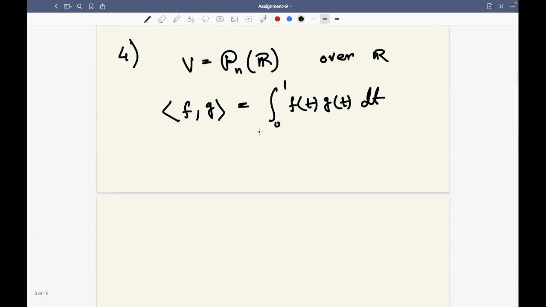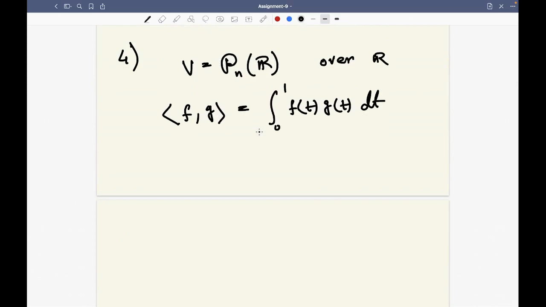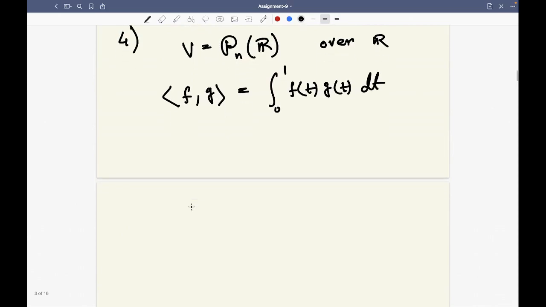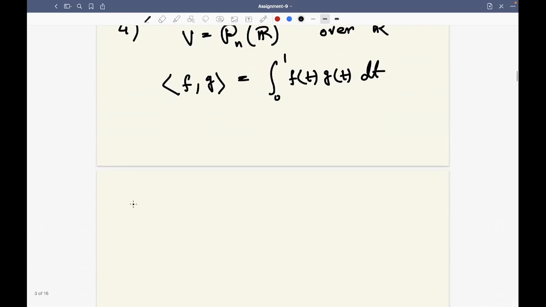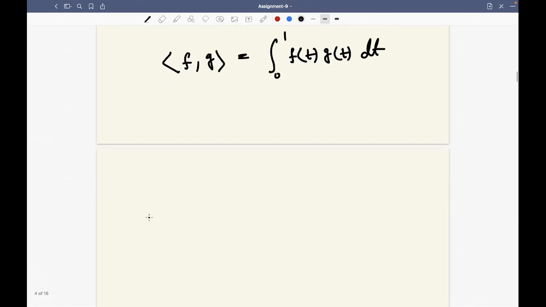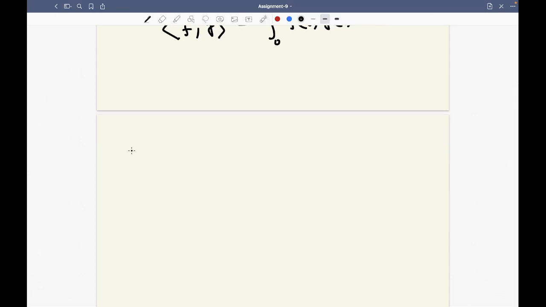Okay. So now let's check whether this is an inner product or not. You have to again check all the conditions. We will show that this is an inner product space. So first you have to check the additivity. Option number 1: take f, g, h from P(R).